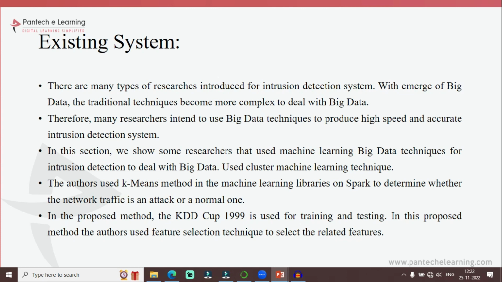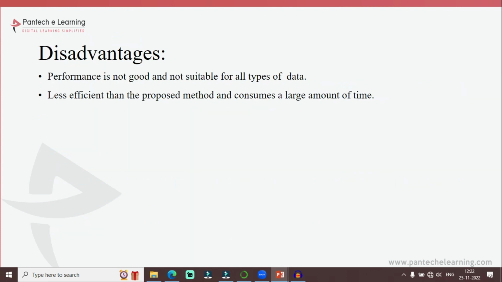In the existing system, many different researchers introduced intrusion detection systems. With the emergence of big data, traditional techniques become more complex to deal with big data. I am going to show some researchers that use machine learning big data techniques for intrusion detection. They have employed various other types of data mining and k-means techniques in order to predict the intrusions. What are the different types of intrusions or crimes that are happening?